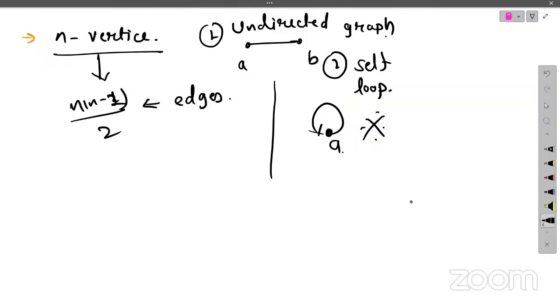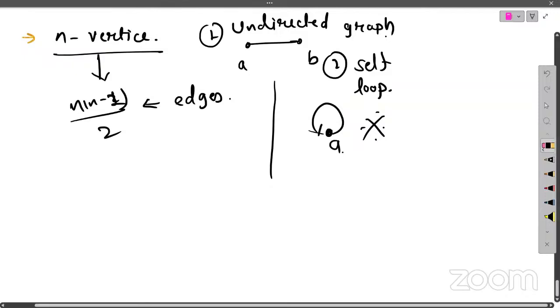Ma'am, we can define edges as the two critical points of the line. No, not critical point actually. No, both critical points, not. One, I mean, two ends. Yeah, you can say end point. End point of an edge. Okay. So we are not considering the self loop.